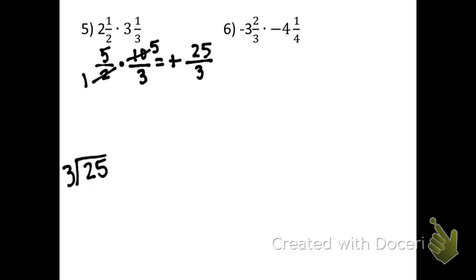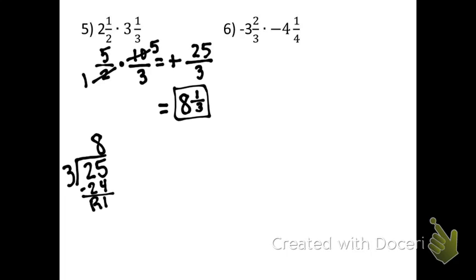3 goes into 25 8 times. 8 times 3 is 24. Subtract, you get remainder of 1. So use the whole number, which is 8. That's going to be your whole number. Remainder of 1 on the numerator, keep your denominator, which is 3. 8 1/3 is your answer here. Okay? Number 6. Number 6.